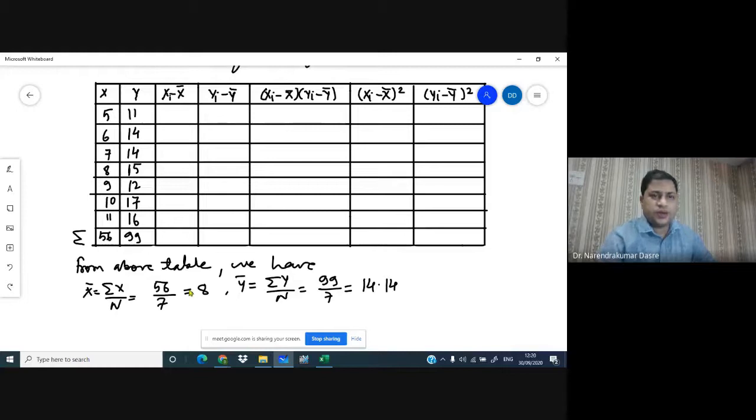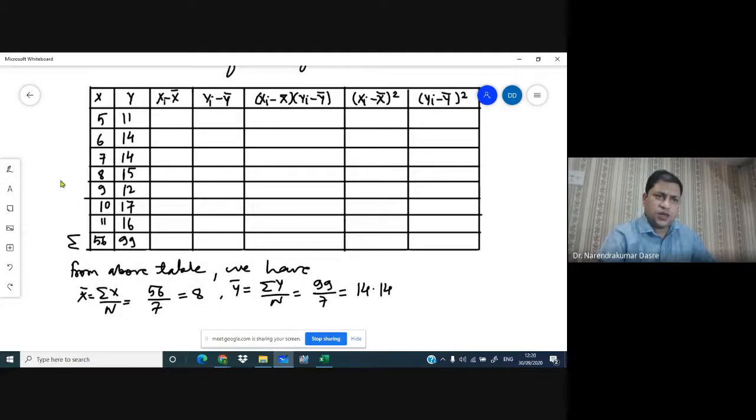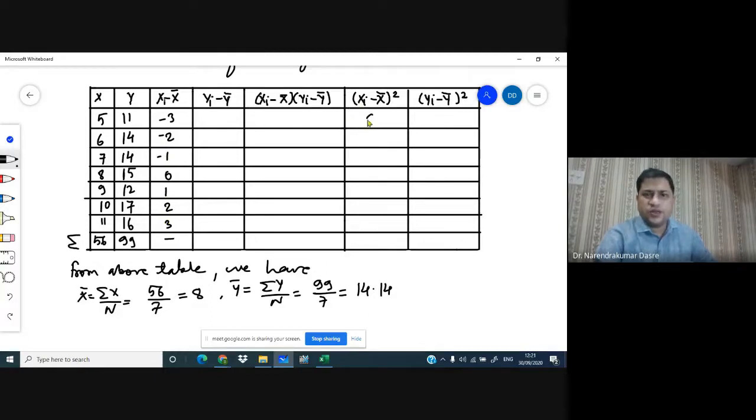So see, 8 is the average. So we have this going to be minus 3, minus 2, minus 1, 0, and then 1, 2, 3. We don't want the sum of this. We want the squares: 9, 4, 1, 0, 1, 4, 9. So the sum of the squares is going to be 28.